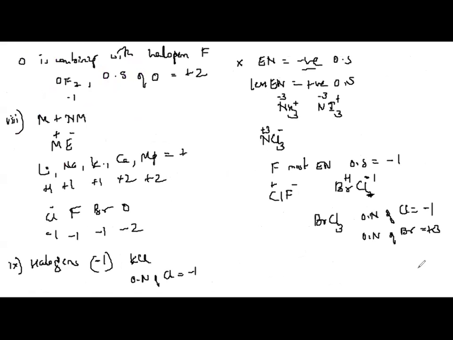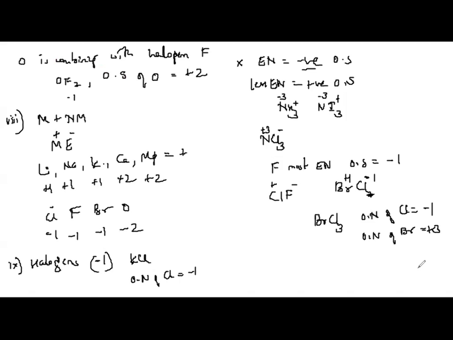If oxygen is combining with fluorine, because fluorine is more electronegative, fluorine will have a -1 charge and oxygen will have +2. If there is a compound with a metal and a non-metal, then the metal will have a positive charge and the non-metal will have a negative charge. For example, calcium +2, rubidium +1. Similarly, non-metals will have a negative charge: oxygen -2, nitrogen -3, bromine -1. All halogens will have -1 as the oxidation state.